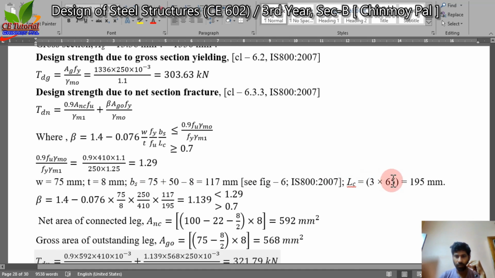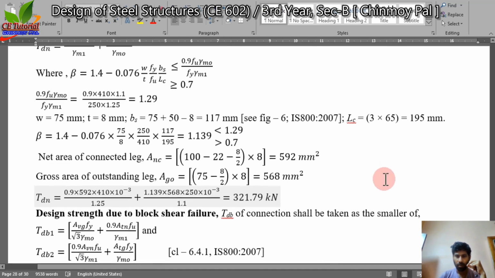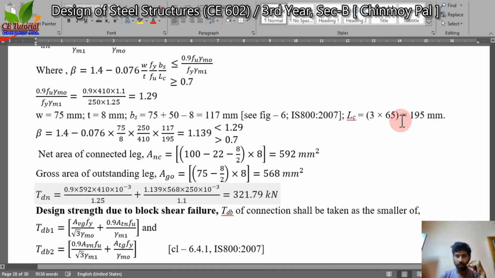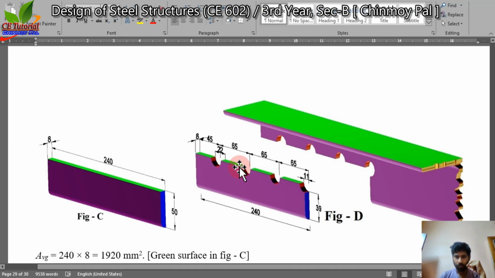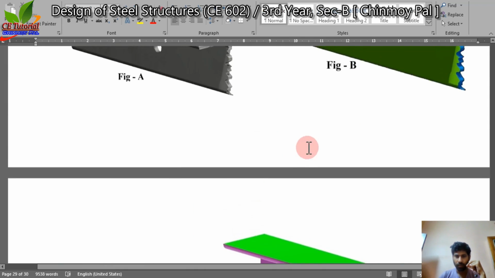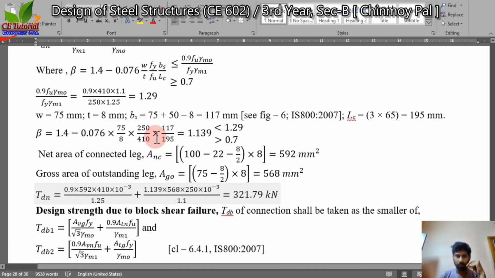And LC is equal to 3 into 65, that is 195 millimeter. So why 3 into 65? You can see from this bolt to this bolt, center to center distance from this bolt to this bolt is nothing but 3 into 65, because center to center distance from one bolt to another bolt, that is 65 millimeter. So we are calculating the LC, that is 3 into 65.